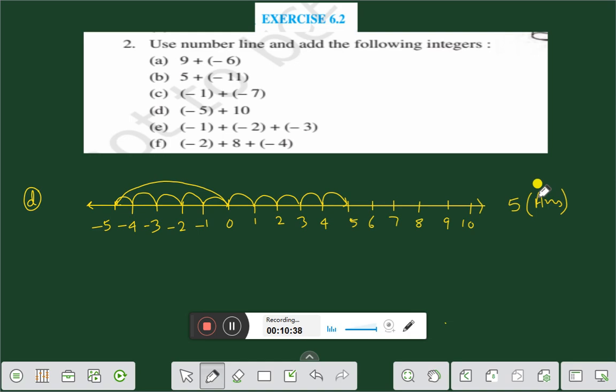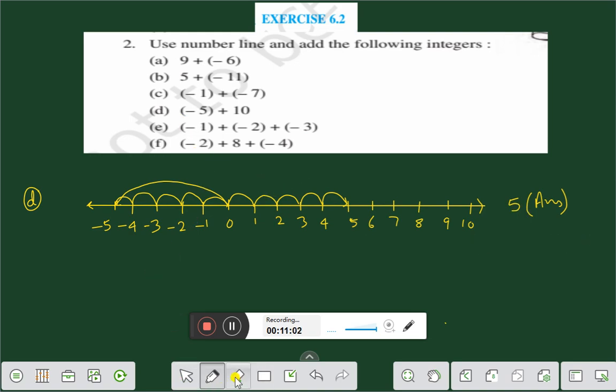Once again, we are repeating. First, you go to minus 5, that is, from 0, you go to minus 5. Plus 10 means on the right side, you have to go 10, right? From here, we are counting 1, 2, 3, 4, 5, 6, 7, 8, 9, 10. Therefore, the answer is 5. This is question number D.